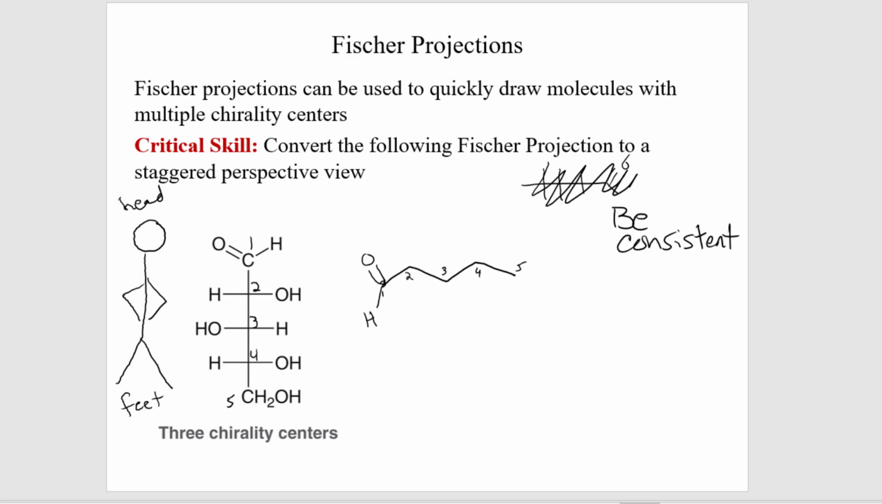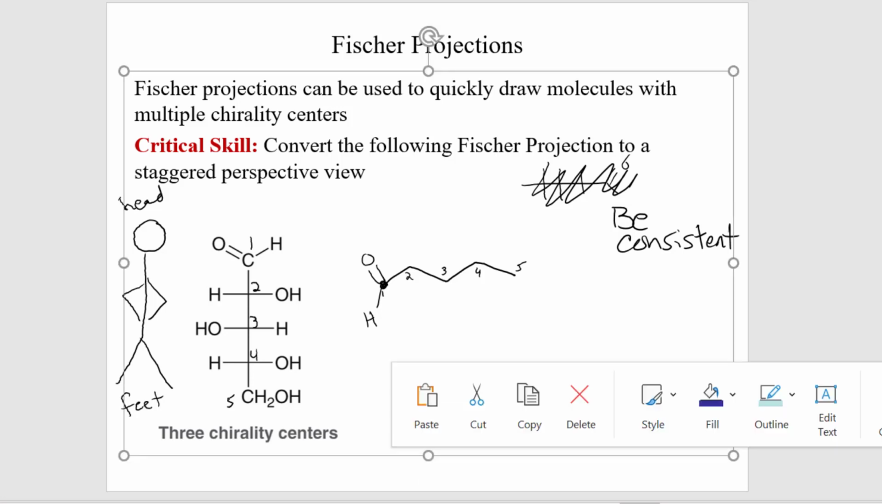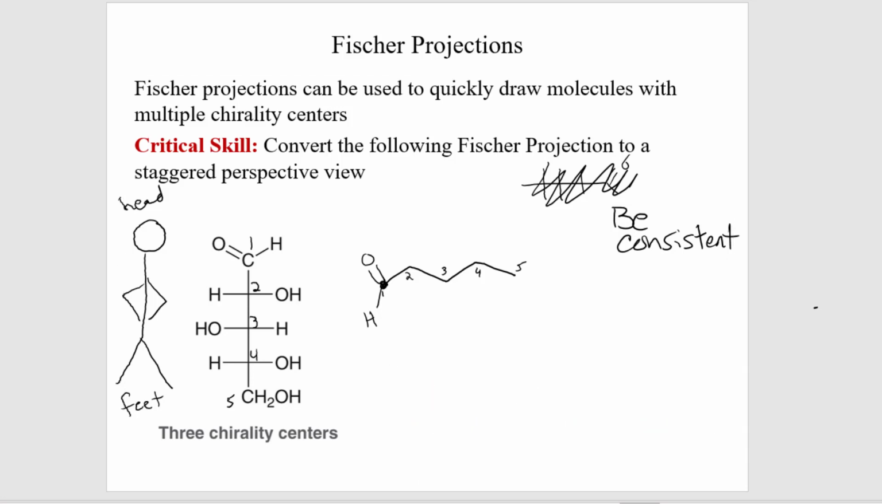Now the aldehyde carbon doesn't have a stereocenter, so I'm fine drawing just that. The other carbon that doesn't have a stereocenter is carbon 5. Carbon 5 just has an alcohol off of it. It's a CH2. It's got 2 hydrogens on it, so it's not a stereocenter. The ones I have to be most concerned about are carbons 2, 3, and 4.